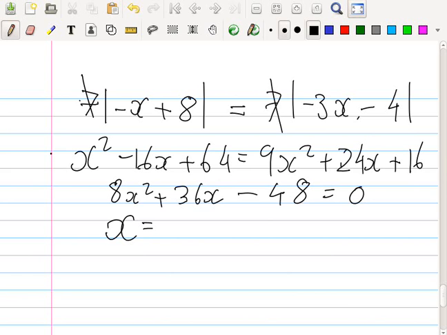Sorry, wait. 48. Where's 40x? 24 plus 16. Oh, this one's wrong. Sorry. So this should be 40x here. Okay, now they all divide by 8. But anyways, let's just put it into the calculator. What do we get here? 1 or minus 6. Alright, so there's the answers. 1 or minus 6.